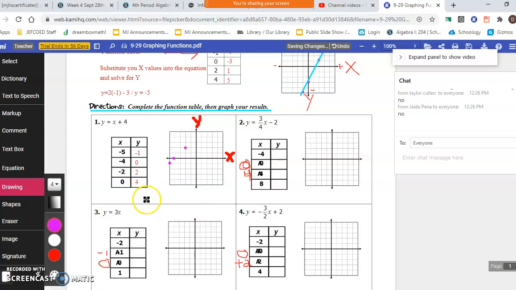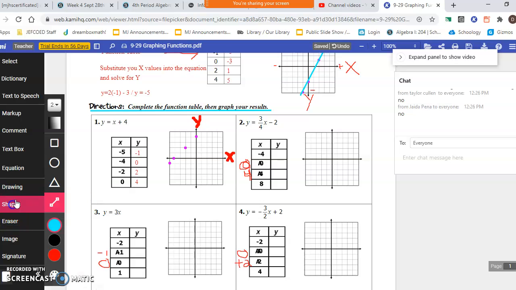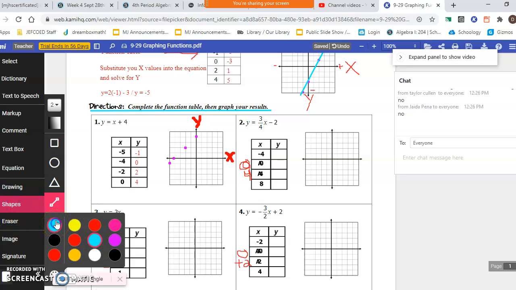Try to get them as close as you can, guys. And then 0, we won't travel over at all, and then up to +4, and we'll graph it right there. We'll graph that one on the y-axis. Okay, and then if you guys want to connect those, you'll connect those right there just like that.